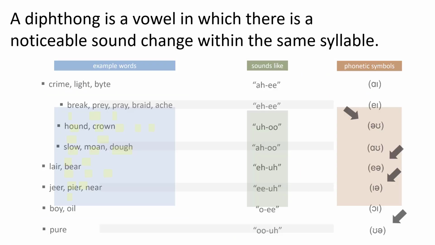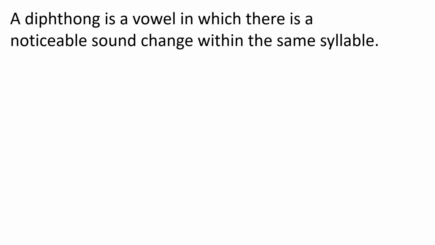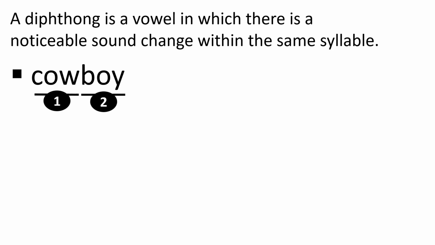Okay, let's move on. All of the examples we've seen so far have been one-syllable words, monosyllabic words. But of course, diphthongs can appear in longer words. Here's a 2-syllable word, cowboy. Actually, this word has a diphthong in each syllable. Ow is a diphthong and oi is a diphthong. And remember, we use phonetic symbols. So here are the phonetic symbols for those 2 diphthongs. No schwa amongst that lot.